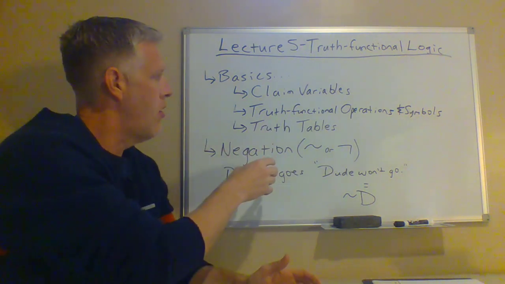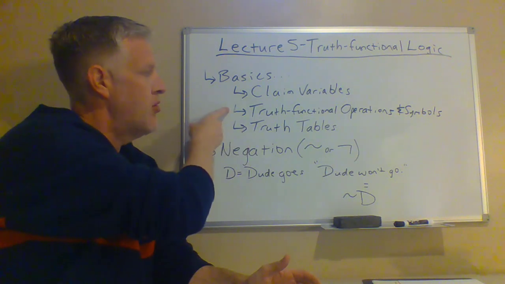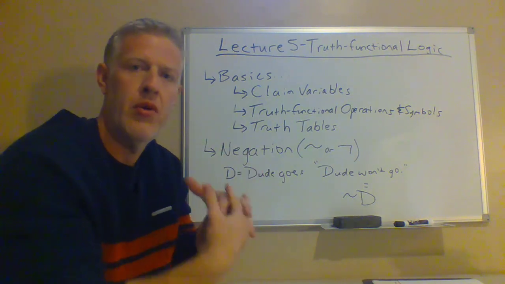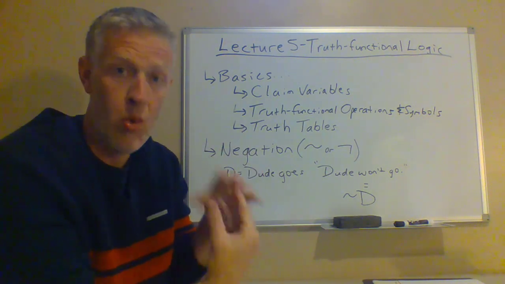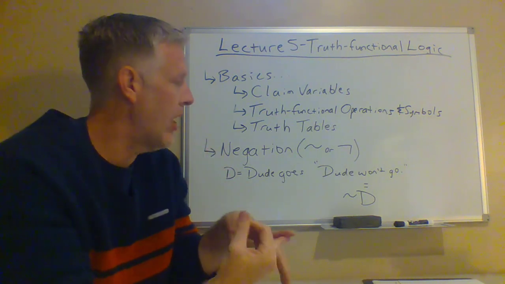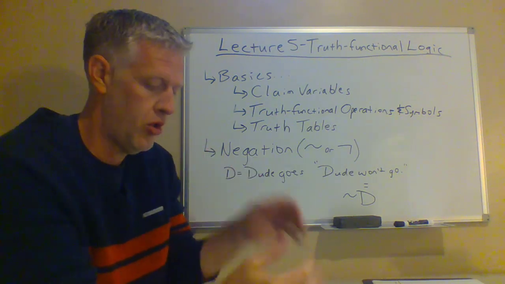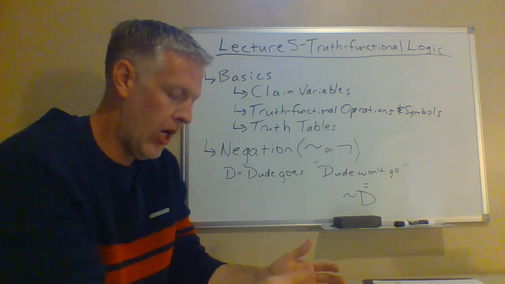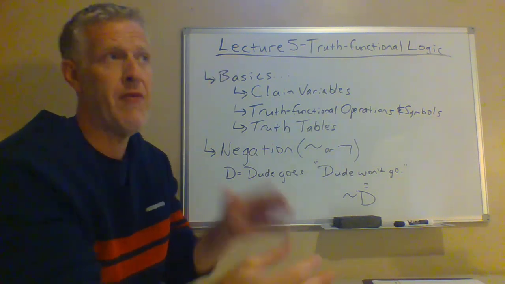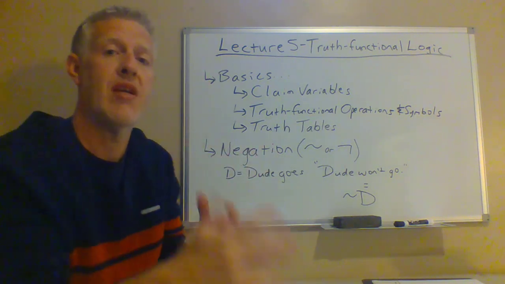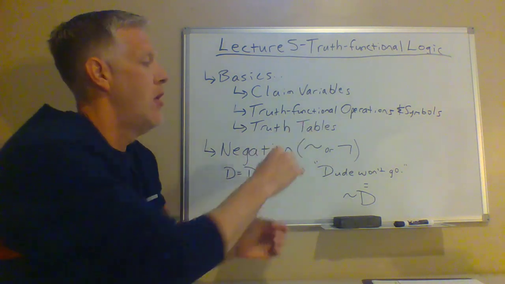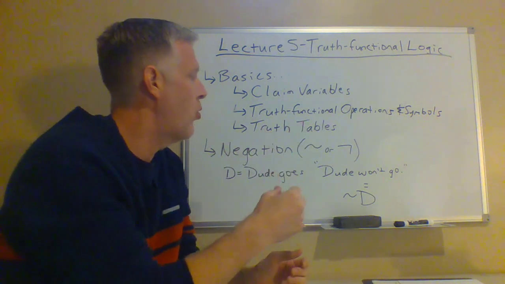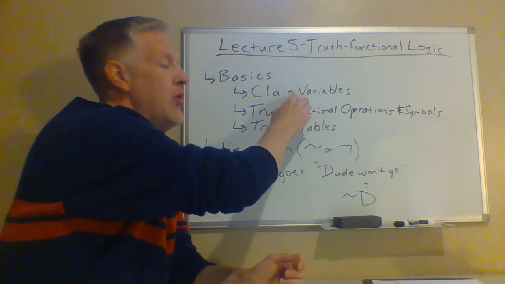We'll cover then these truth functional operations and symbols in a little bit more detail, go through and talk about the 4 main ones we're going to be wrestling with: negation, conjunction, disjunction, and conditional. We'll talk about some common argumentative forms. Oh, before that, we'll actually talk about expanding truth tables as well, like what to do if things become a little bit more complicated, or you have more than 1 or 2 claim variables.